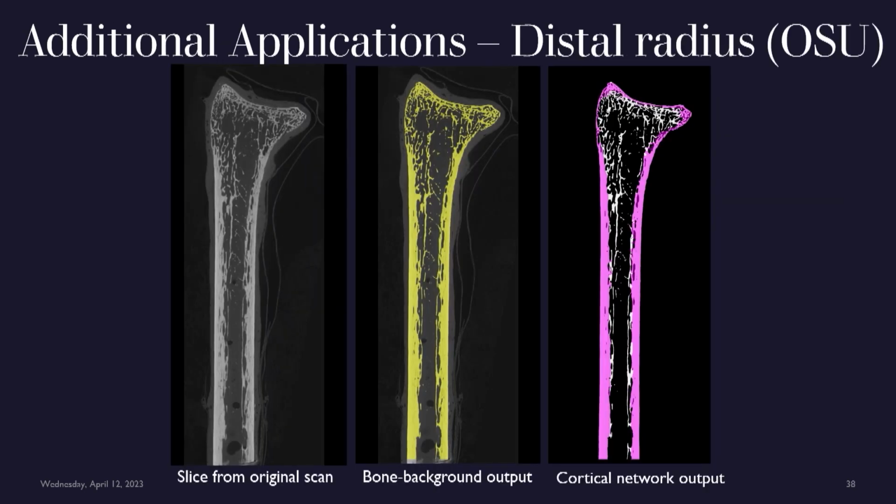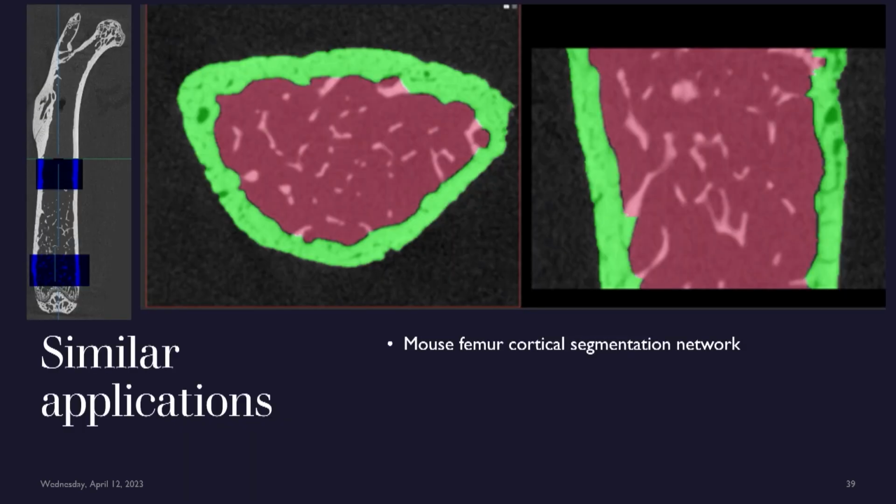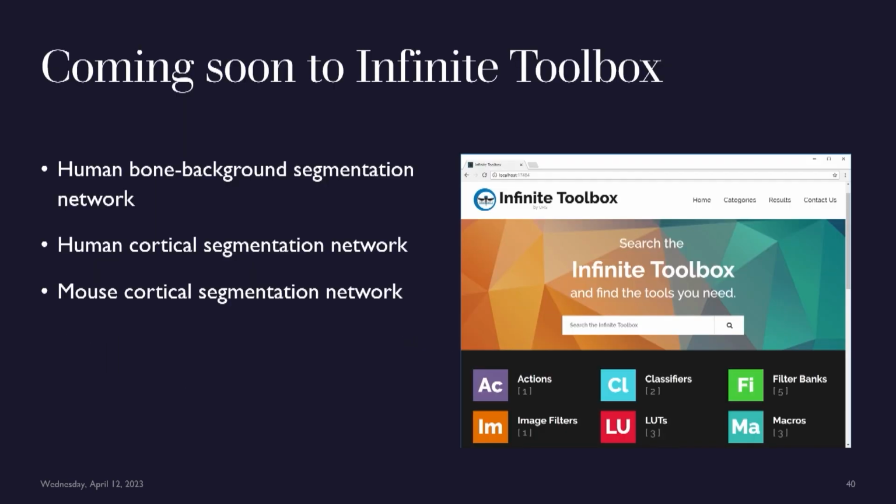With our collaborators at OSU, we scanned some distal radii for them. And again, bones that this network was not trained on did really, really well. We also do a lot of mouse work. So this is not this particular network, but if you saw Rob's poster outside, we've been able to do a similar cortical segmentation for mouse bone. We are really hoping to get all three of these networks on an infinite toolbox soon so that anybody who wants to use them can.